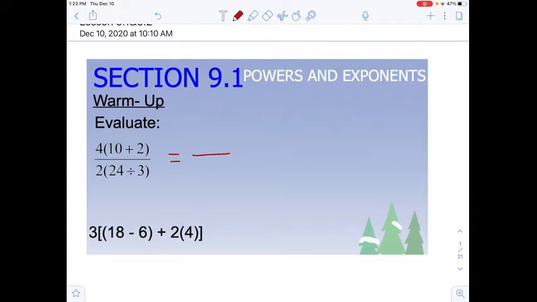So I'm going to want to do the parentheses first on the top. So 4 times 10 plus 2 is 12. And then same thing with the bottom. We want to do the parentheses first. 24 divided by 3 is 8. And now they're both multiplication, so I can solve. 4 times 12 gets me 48. And 2 times 8 gets me 16. Well, 48 divided by 16 is 3.